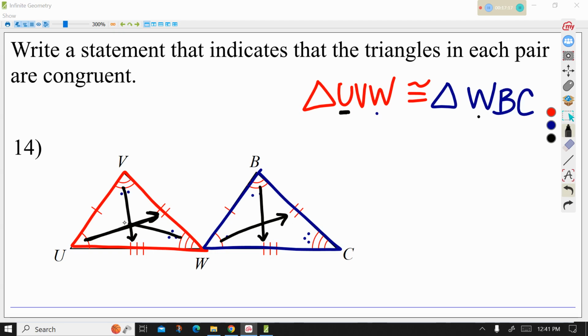W is across from the side that has only 1 mark, and C is across from the side that has only 1 mark also. So this relationship is going to be something that is consistent. You'll always see that there with these kind of problems, all right? So here we go.